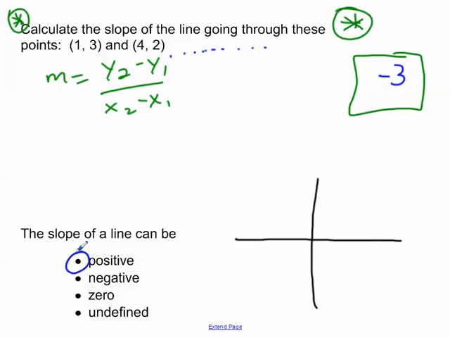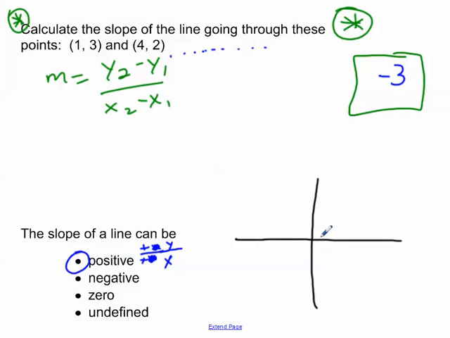So for a positive slope, we would have a positive change in y over a positive change in x, or a negative change in y over a negative change in x. Sorry, that should be change in y over change in x. I'm glad you caught that. Thank you. It would be a positive divided by a positive, which gives me a positive number.